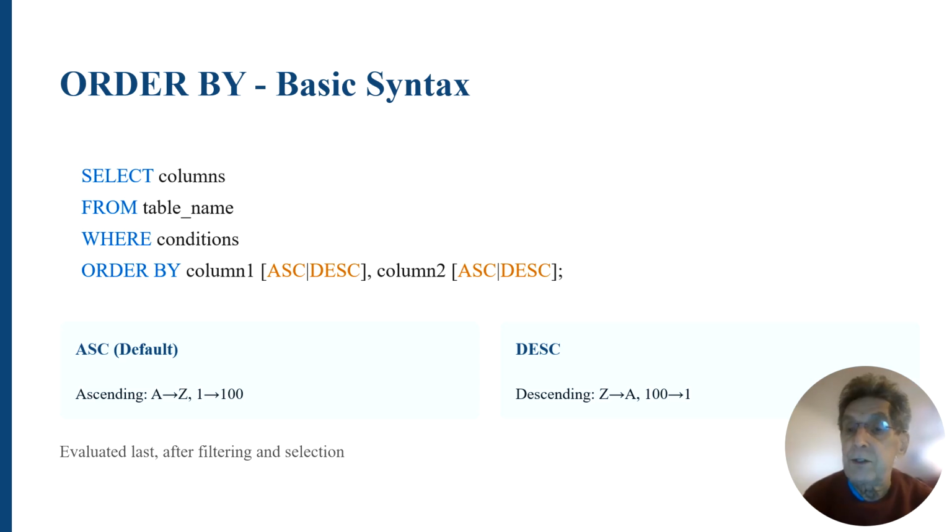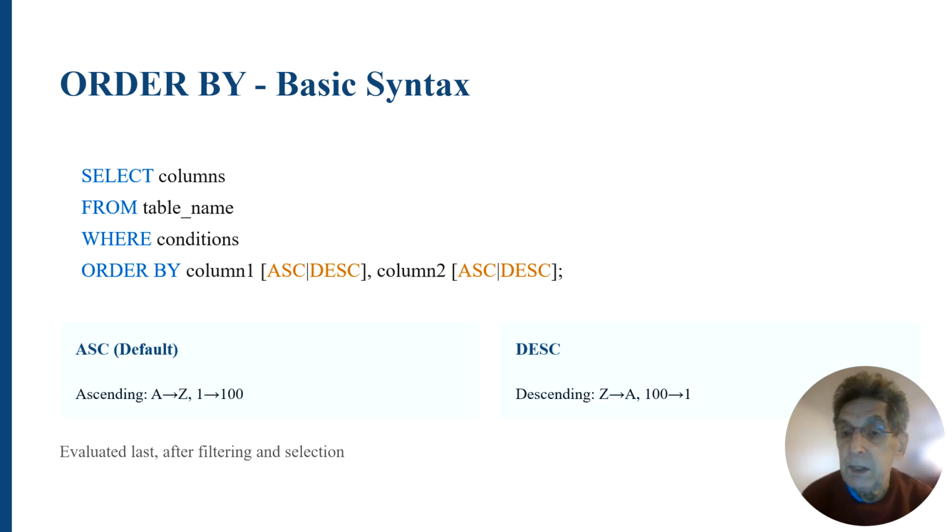All right, we've covered how to select columns and filter the rows. Now let's sort our results with ORDER BY. ORDER BY comes at the end of your query, after the WHERE clause, if you have one. You specify which column or columns to sort by, and optionally whether to sort ascending or descending.